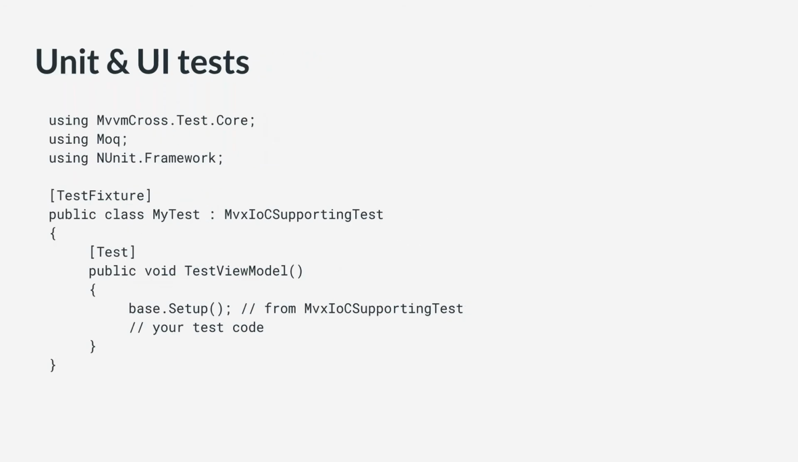As I talked about before, in MvvmCross, you really want to focus on separation of concerns so you can unit test and UI test. And with the MVX IoC supporting test, you can use IoC injection, you can use dependency injection inside your test view models, inside your test code, all your unit tests. And I think this is really great to develop enterprise apps which have this kind of enterprise functionality.